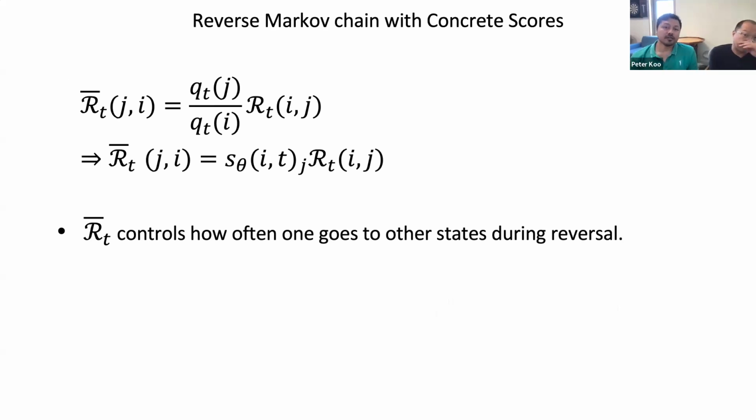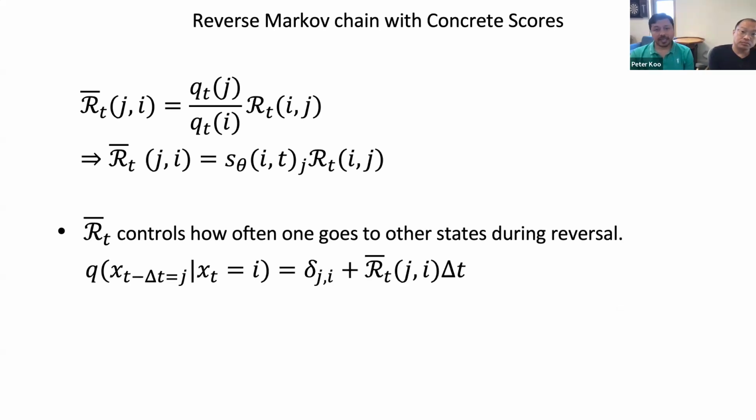Now the reverse transition matrix again contains a density ratio, and this time we are in luck. These density ratios are nothing but the concrete scores that can be easily calculated with the trained network S theta. And this helps to reconstruct the transition strategy in reverse, which intuitively pushes towards higher probability mass regions. So we just replace the reverse transition matrix with one containing S theta.